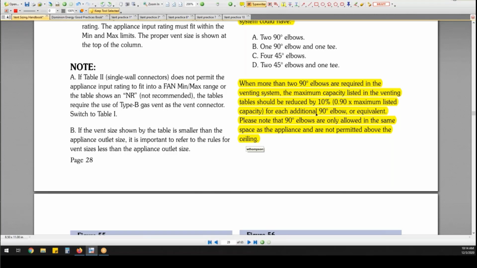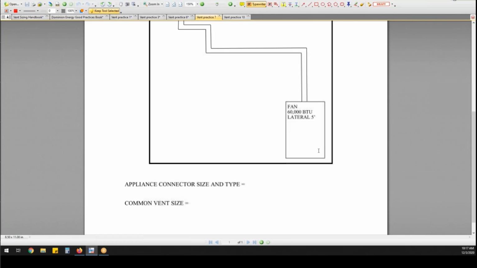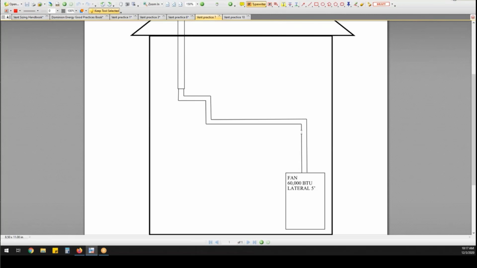So this is important to remember because you're going to see diagrams that look like this. We're going to deal with this one right here. Diagram number 7, and we've got a whole crap load of elbows in it. So when you see on test day this diagram or something similar to it, remember that rule. For every elbow over 2, we have to take a 10% reduction. So in this particular one, in my connectors, I have 1, 2, 3, 4 elbows. The charts assume that I'm going to have 2. Any more than 2, I've got to take a 10% reduction for each elbow.